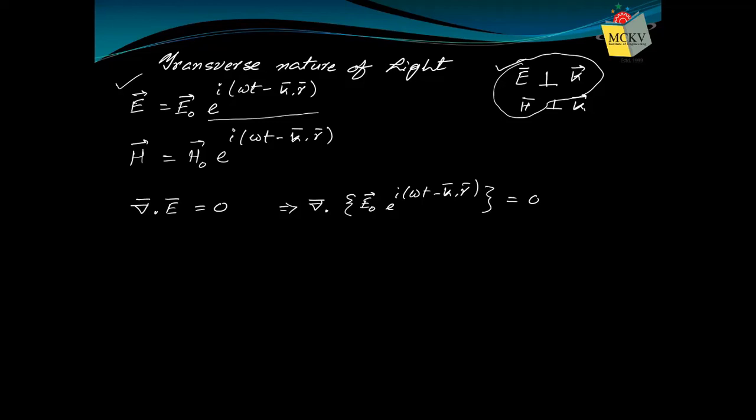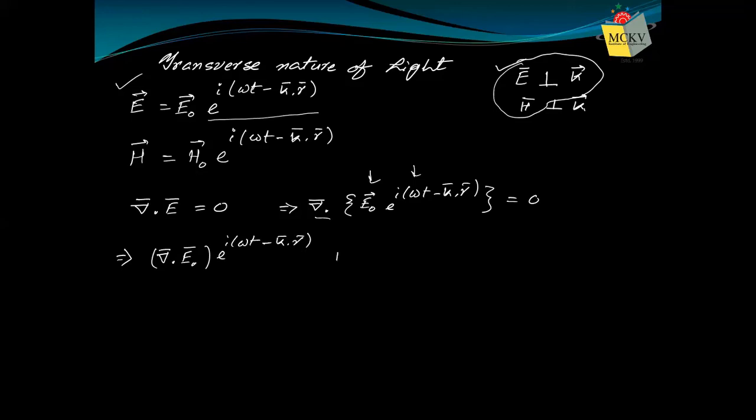No problem till now. Now, this divergence, that is del dot, operates on two quantities. E naught is one quantity and e to the power something is another quantity. So divergence will operate on both. I can write: divergence operates on E naught, while the other quantity, e to the power i(omega t minus k dot r), remains constant.